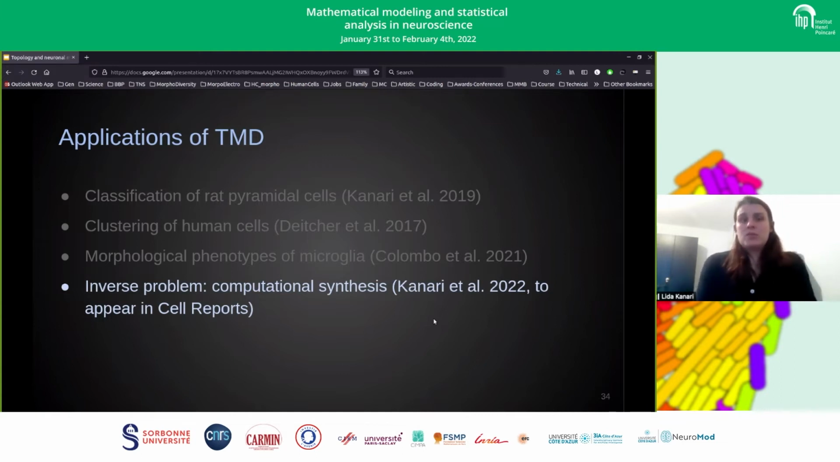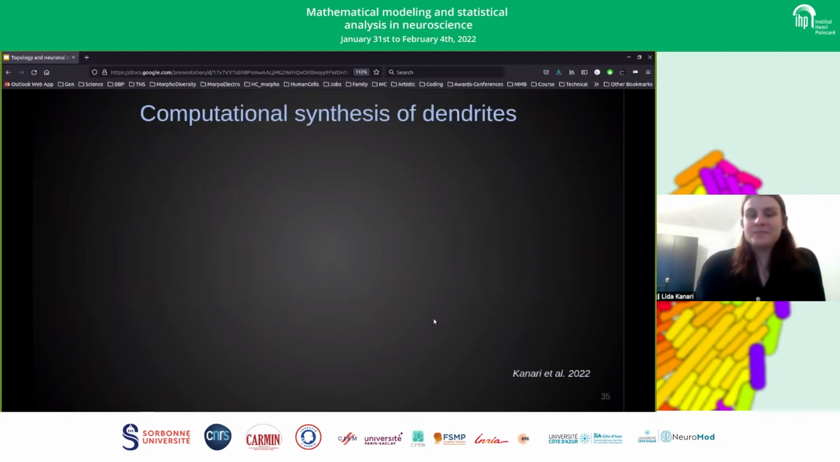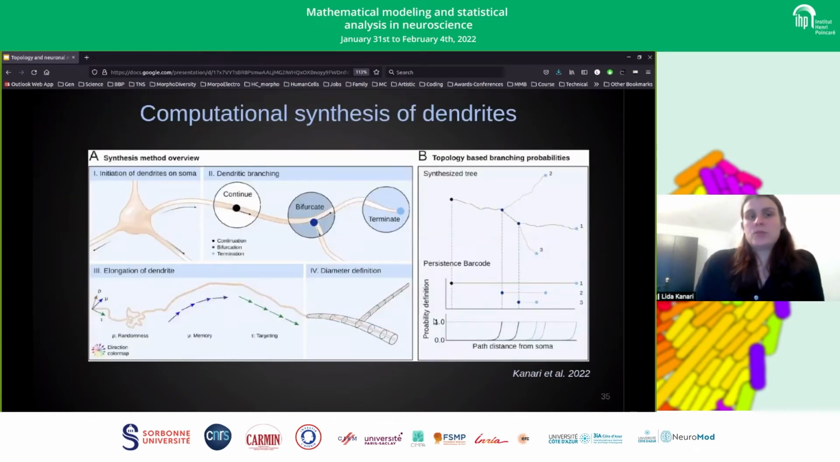And this brings me to the final application that I will present, which is the inverse problem. So what we did so far is to create topological shapes from neuronal morphologies and to use them in order to understand better the neurons from which they come. Now, what we want to do is, if we have these topological shapes, can we create neurons? Can we recreate the shapes from which they came?